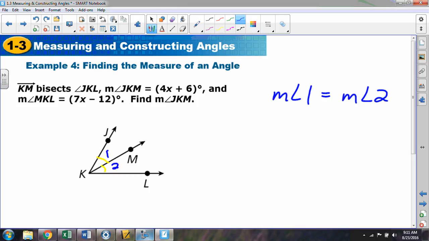And so this is a piece that you will look for. Anytime that the directions tell you you have an angle bisector, that will then let you know these are the same size, and so you can create equations declaring they are equal. Well, right there we have it then. Angle 1 is equal in size to angle 2.